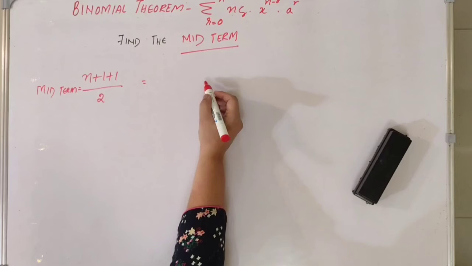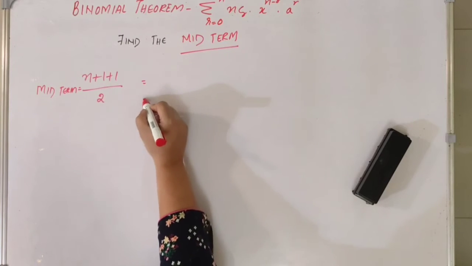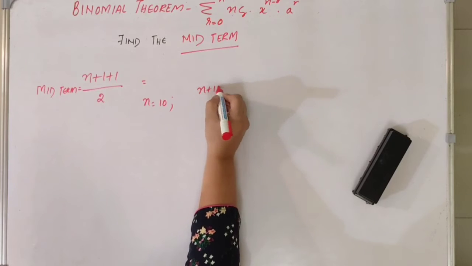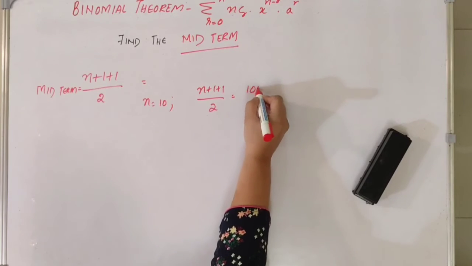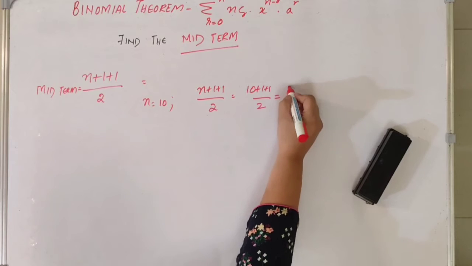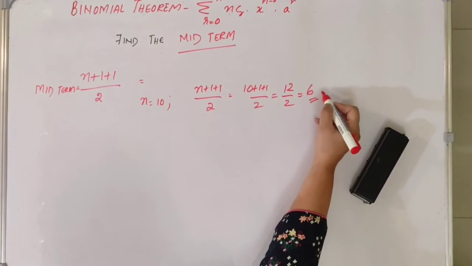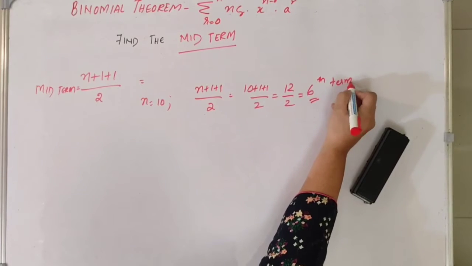For example, say n is 10. Then the middle term would be (n + 1 + 1) / 2, which is (10 + 1 + 1) / 2. It's going to be 12 / 2, which is 6. So the sixth term is the middle term.